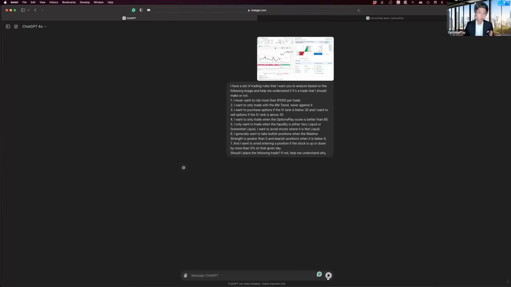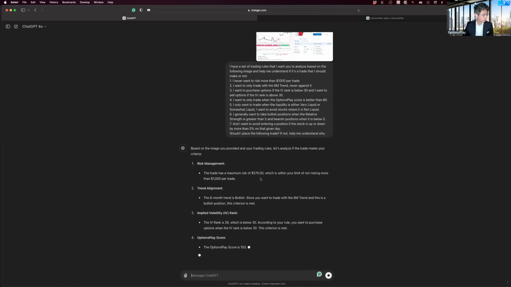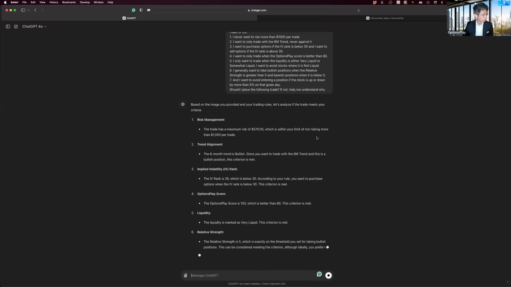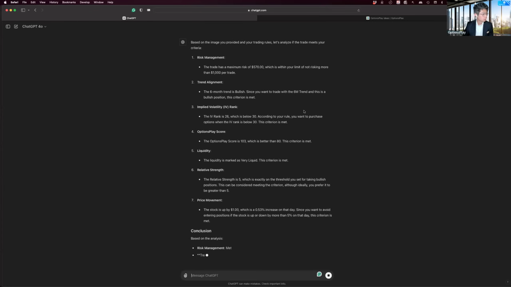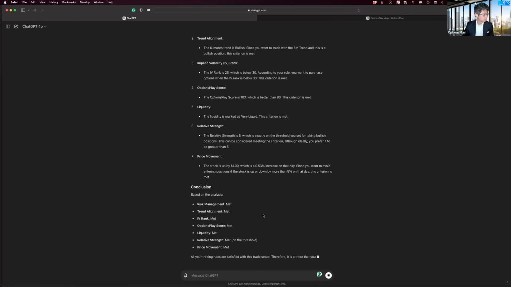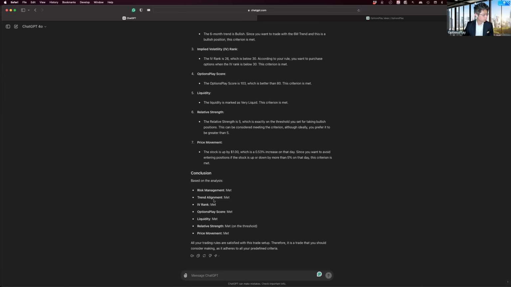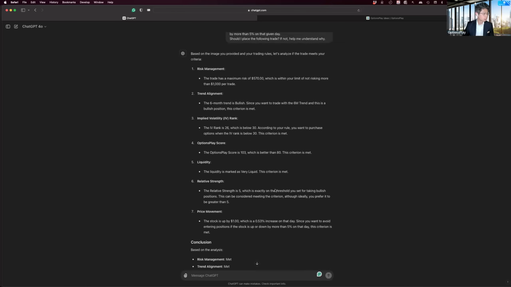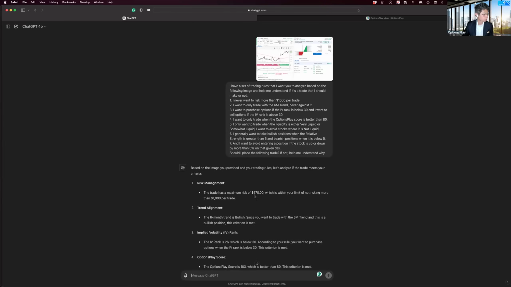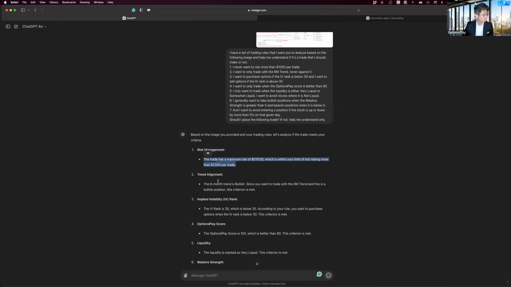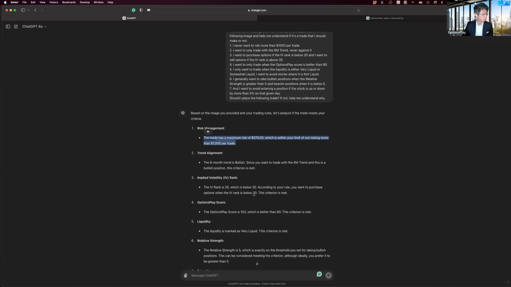And it'll go through all of my rules one by one, tell me which of the rules it satisfies, which one it doesn't. So here, risk management. This is within my trade limit, so I'm good there. As you can see in the conclusion, risk management is met because the trade was, I think, $570 worth of risk. That's within my $1,000 limit. I must trade with the 6-month trend, and the 6-month trend is bullish. I'm making a bullish trade. It's able to interpret that for me as well.